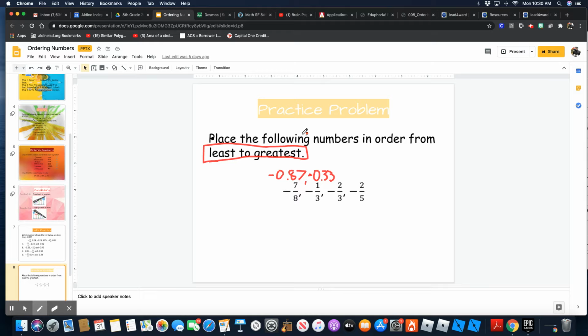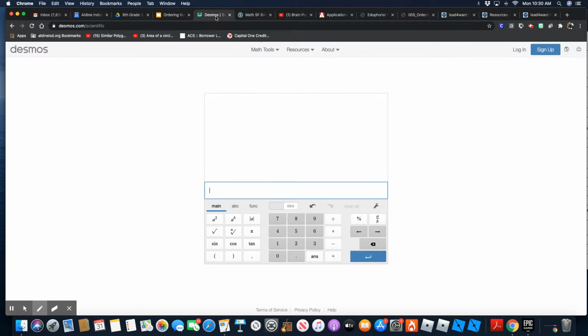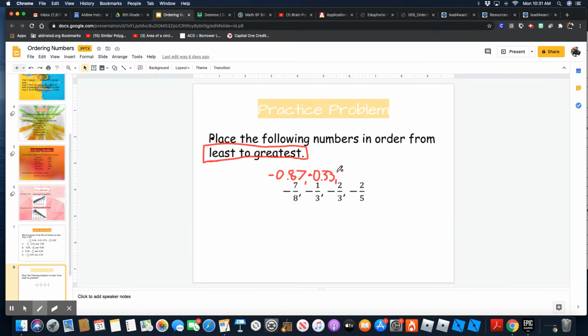I could just double this, but if I'm unsure, I can go to my calculator. -2 divided by 3, and I get 0.66666 all the way repeating. So I'm going to stop two places after the decimal. So -0.66.